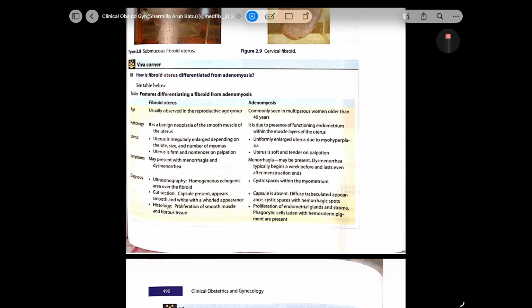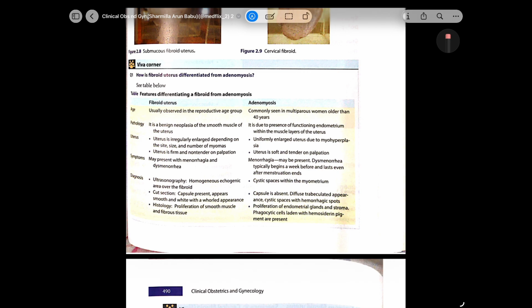Diagnosis of fibroid is by ultrasonography, USG. Homogeneous echogenic area is seen over the fibroid. On cut section you'll see a capsule which appears smooth and white with a whorled appearance. On histology you'll see proliferation of smooth muscle and fibrous tissue.